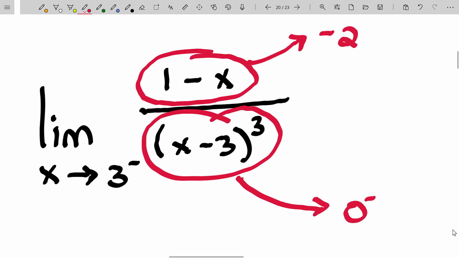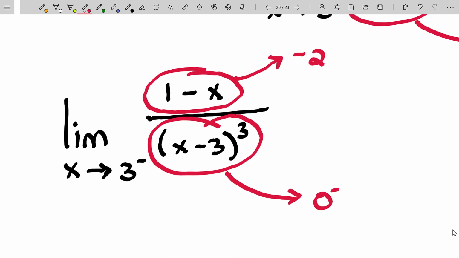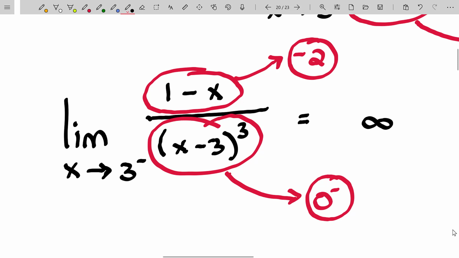And what does that mean? Well, we have a finite number in the numerator, and we have something super small in the denominator. So we know that this limit is going to be some level of infinity. And because that numerator is negative and the denominator is negative, negative over a negative is positive. So we happen to know that this limit, at least the left-hand limit, is going to be positive infinity.